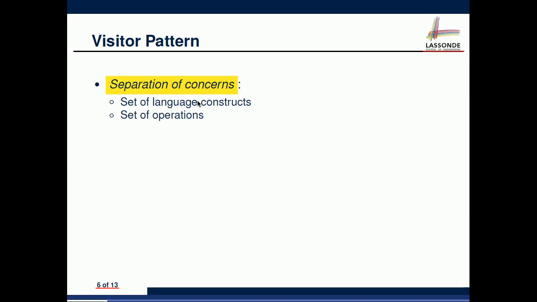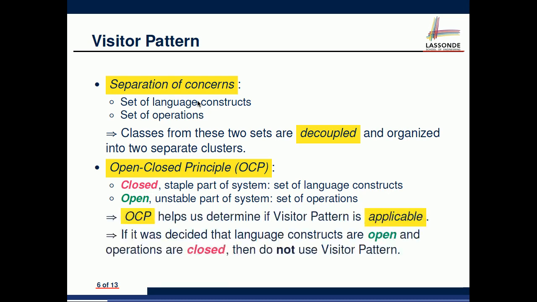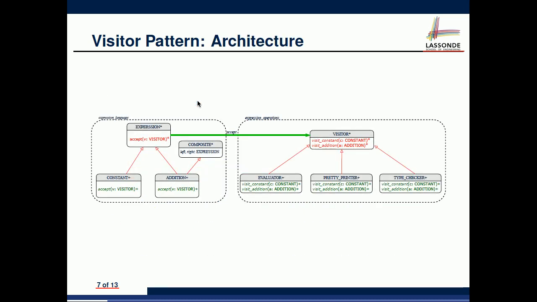With the visitor pattern, we're going to see a separation of concerns. We have operations in one cluster, and language constructs in another cluster. We'll go back to the diagram in just a moment. And then we're going to see the open-close principle. When you study this, make sure you understand why this is alternative number 2. We'll get there. So that's the diagram we started with last time. Let's go over it very quickly, and then we'll go into details.